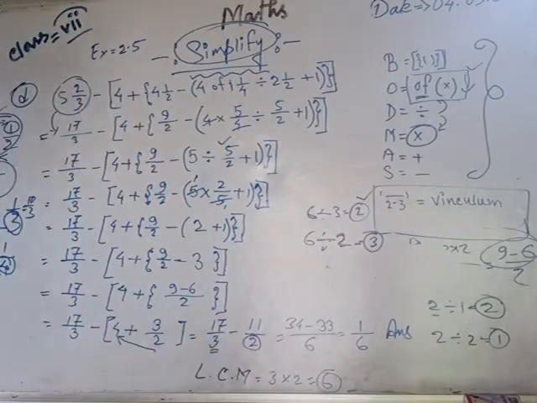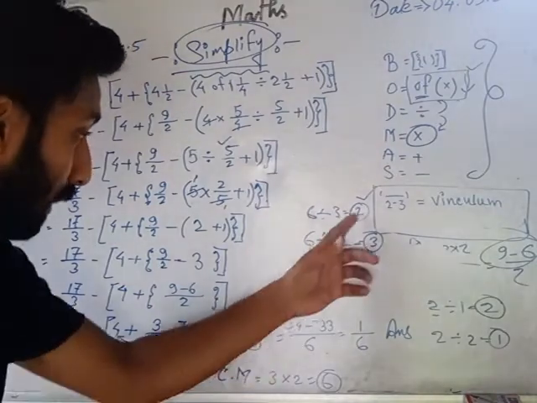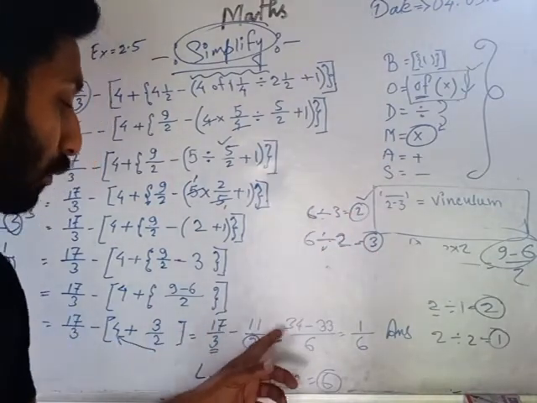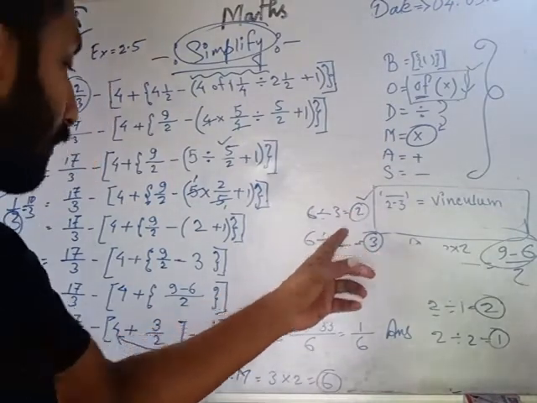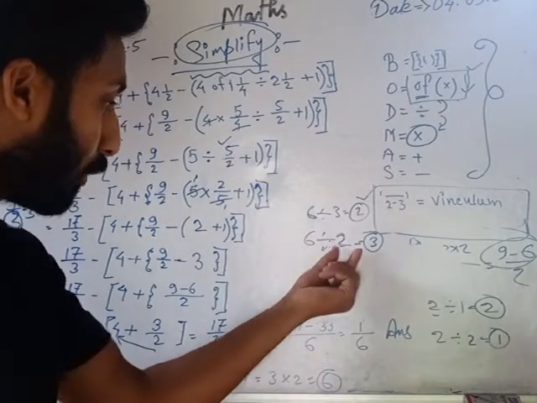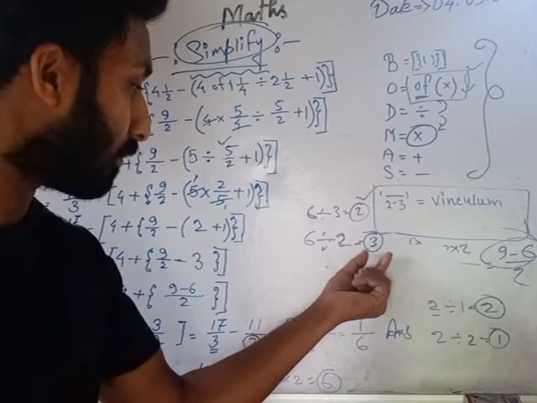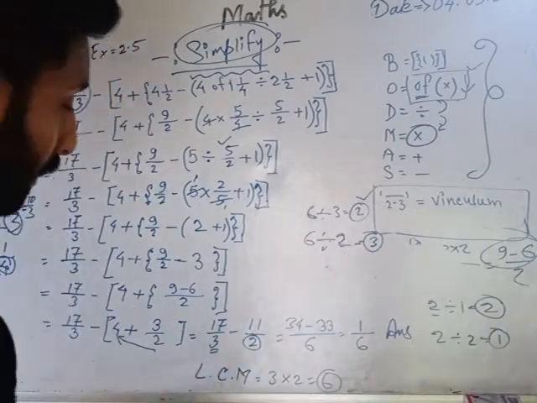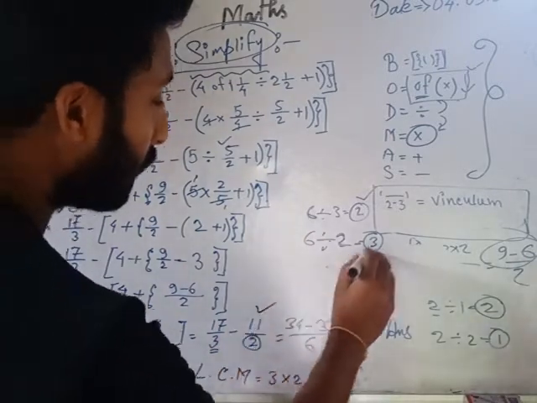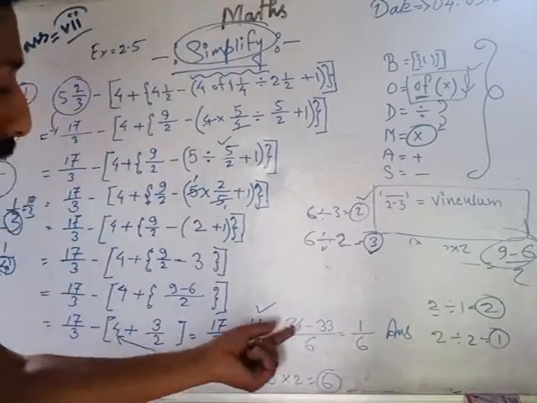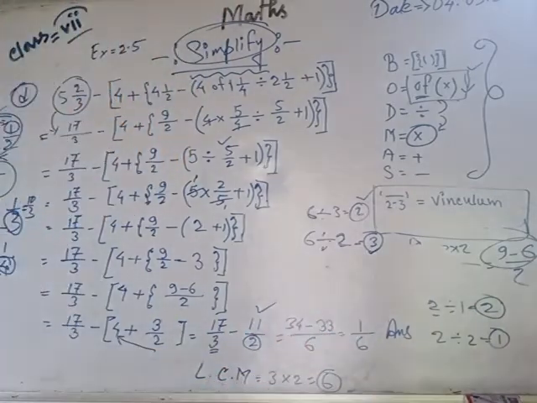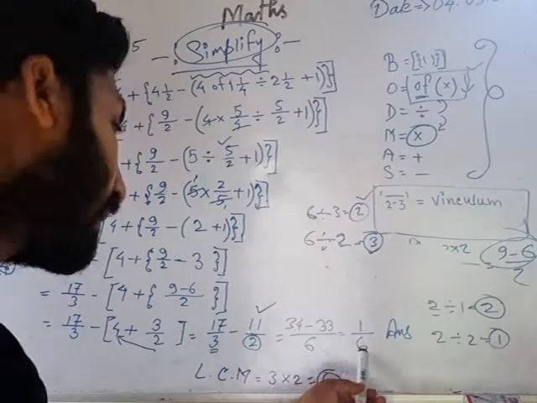So here we should find 2. So 2 multiplied with 17, that is 34. 17 multiplied with 2, that is 34. After that 6 divided by 2 is also 3. So we should multiply 11 with 3, that is 33. 34 minus 33, that is 1. That is 1 by 6, because the denominator is 6.